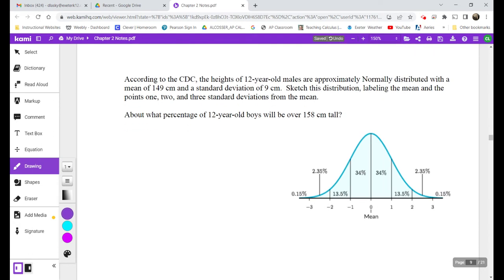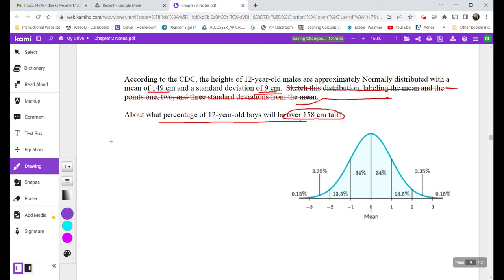So let's look at this. We're going to tie it into what we talked about earlier, our whole 9 centimeter standard deviation piece here, okay? So let's look at this. Now, number one thing I want you guys to understand is I put this data back in here. You don't have to do this. I already did this part. I'm just talking about, we're going to work on this piece right now. So let's read this here about what percentage of 12-year-old boys will be over 158 centimeters tall.